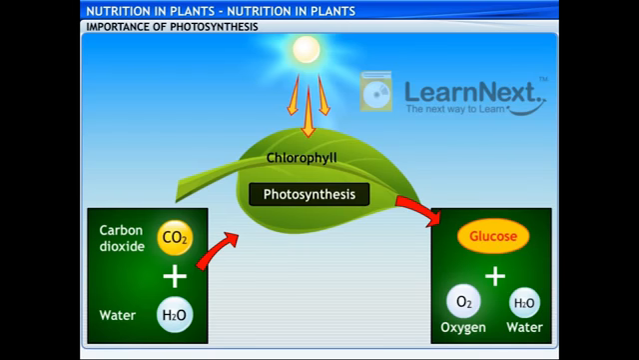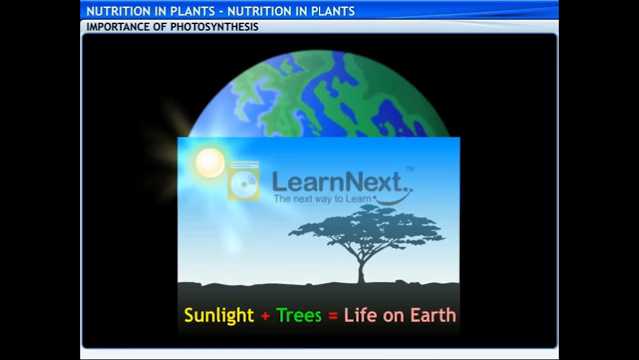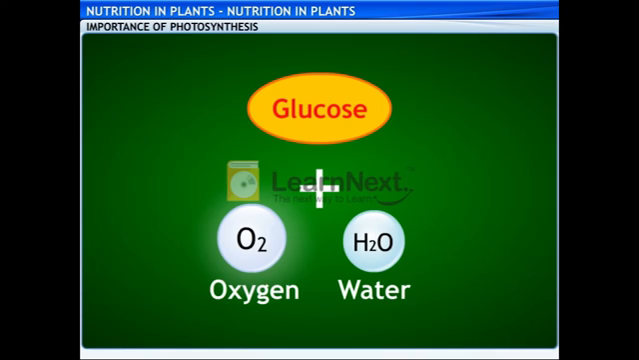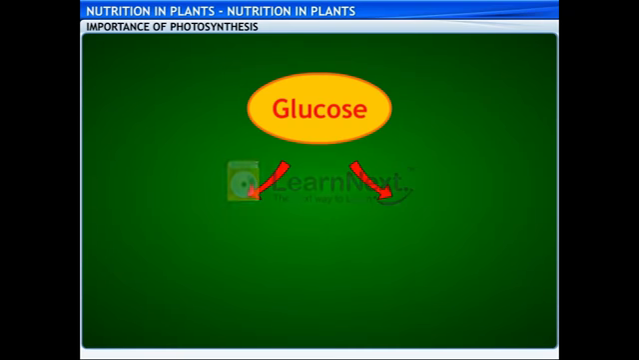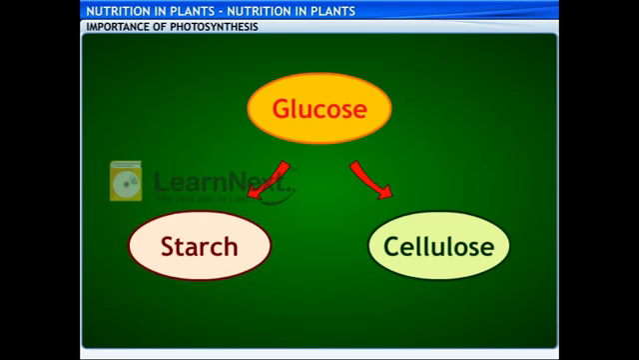And if photosynthesis does not take place, we won't have enough oxygen and food to sustain life on Earth. Thus, both sunlight and trees are essential to sustain life on Earth. As we saw, during photosynthesis, plants produce food in the form of glucose. This is then converted into complex compounds called carbohydrates, like starch, cellulose, etc.